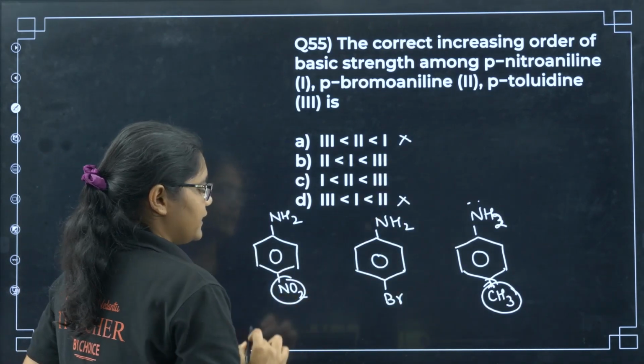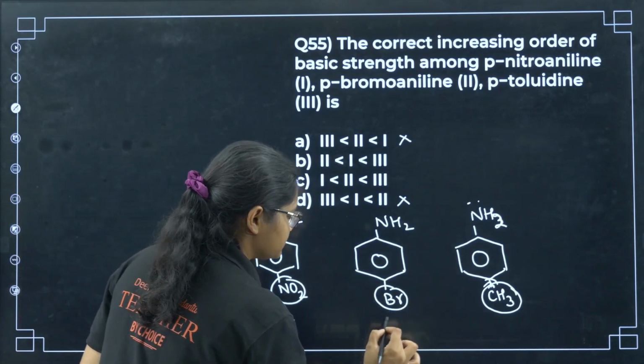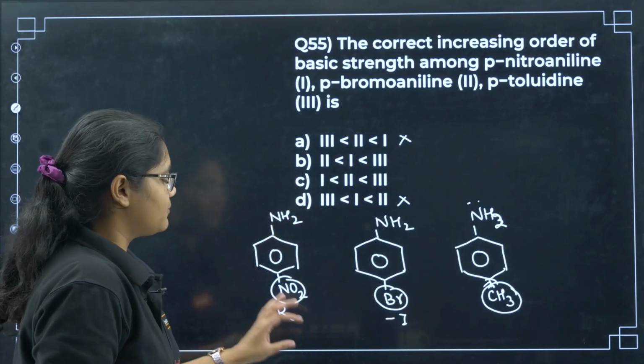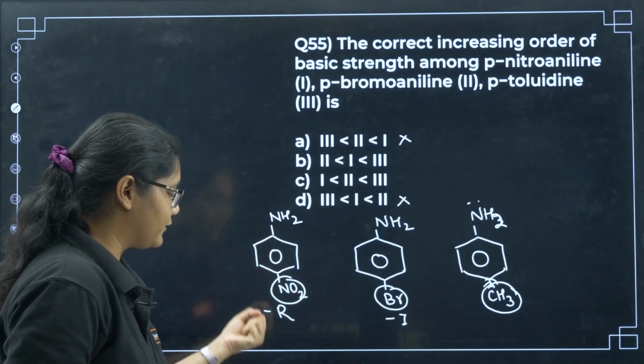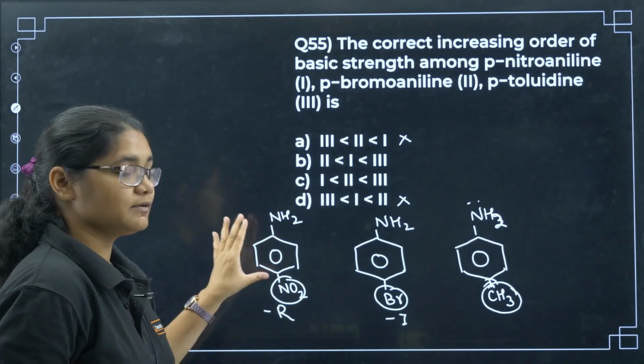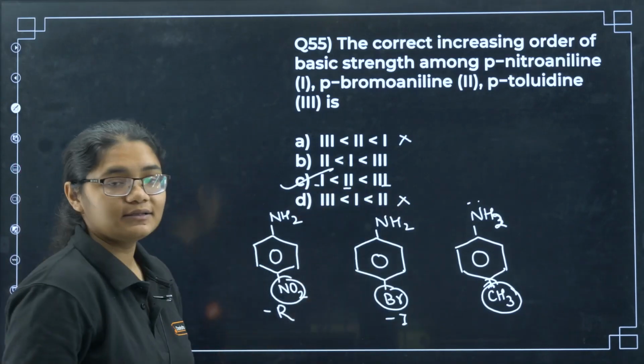Next, NO2 is an electron withdrawing group, but it withdraws by minus R effect, this withdraws by minus I effect. Okay, so minus R is more effective or more prominent, so more electron will be withdrawn here, so this one will be least basic. So 1, 2 and then 3, so option number C here.